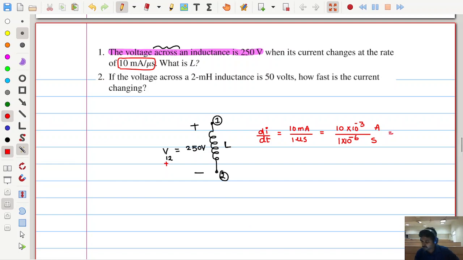So if you want, you can simplify this a little bit more. Here 10 power minus 2 is there, here 10 power minus 6 is there. So how much is that? 10 power 4 amperes per second. Is that correct? Check it. Right. So next is what do we need?